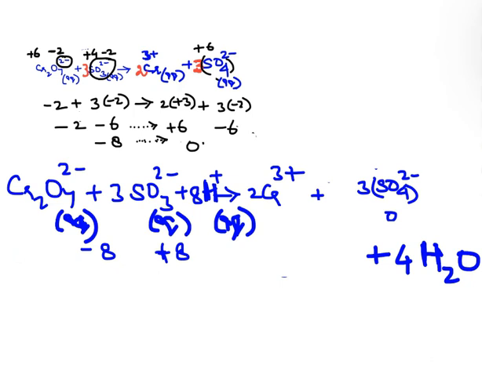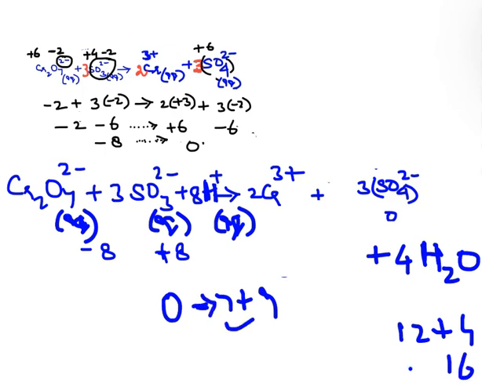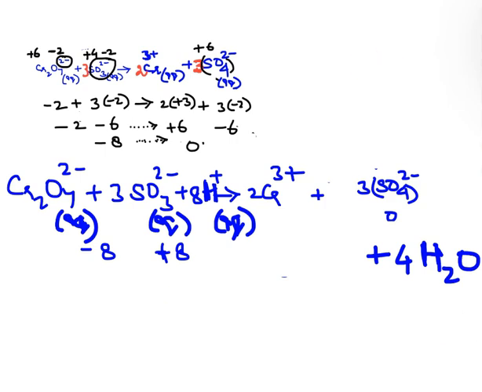So let's see whether it is balanced now. Is it balanced now? Chromium is balanced, sulfur is balanced, hydrogen is balanced. Let's check for oxygen. 7 plus 9, 16. And here 12 plus 4, 16. The oxygen is also balanced. So the charge is also balanced. Oxidation numbers are taken into account. And the number of atoms of the elements on the left side are also balanced.